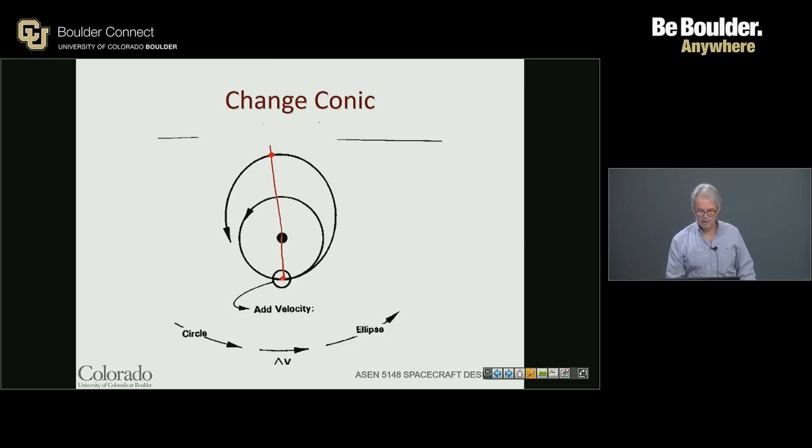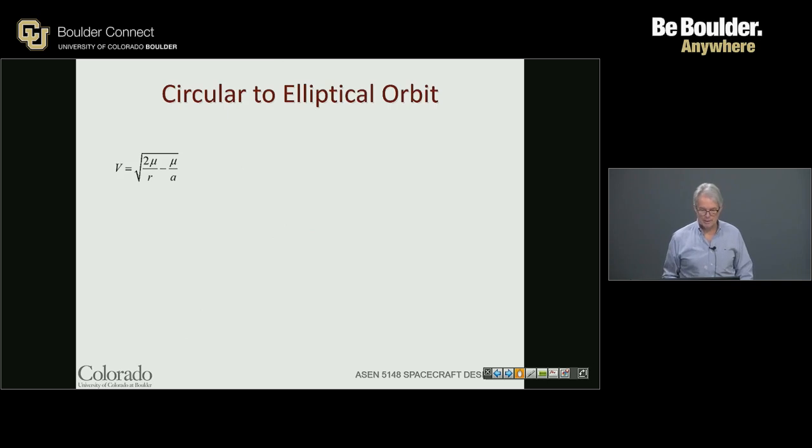Wherever we apply velocity, we set the periapsis point. So if I didn't apply velocity here, if I applied velocity change here, I would still put the spacecraft on an elliptical path, but in this case, the new periapsis point would be at the location of the velocity change. Okay, velocity, circular to elliptical orbit. How would I do it?